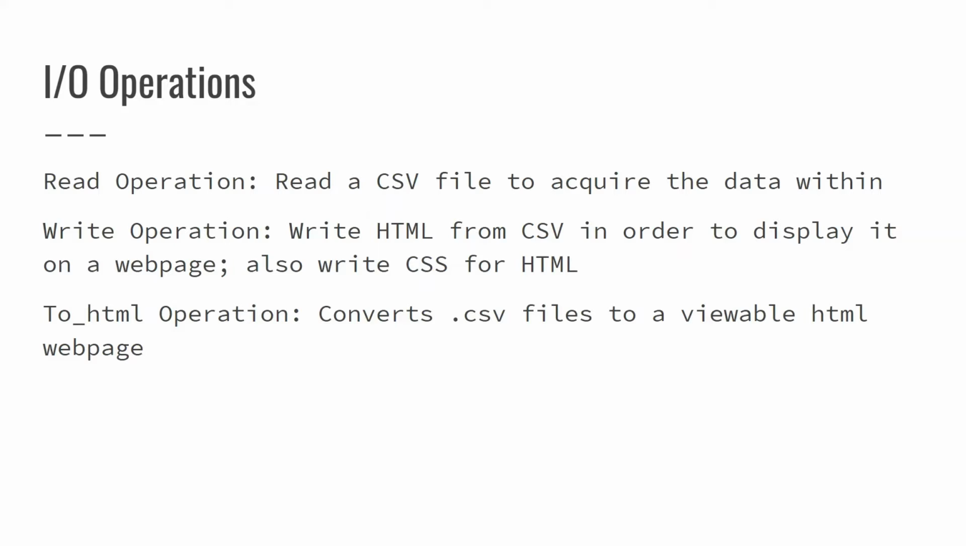All right, so for some of our input and output operations, we have a read operation, which reads a CSV file to acquire the data within it. We have a write operation, which writes HTML from CSV in order to display it on a web page, and it also writes CSS for HTML. And then our to HTML operation converts the CSV files to a viewable HTML web page.